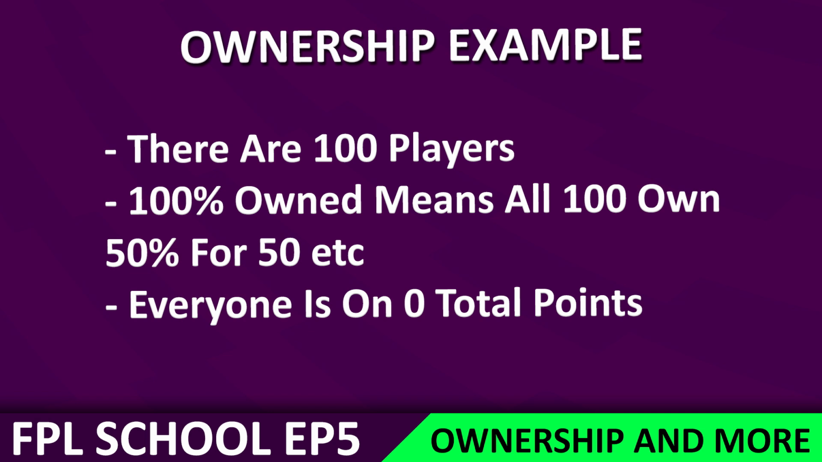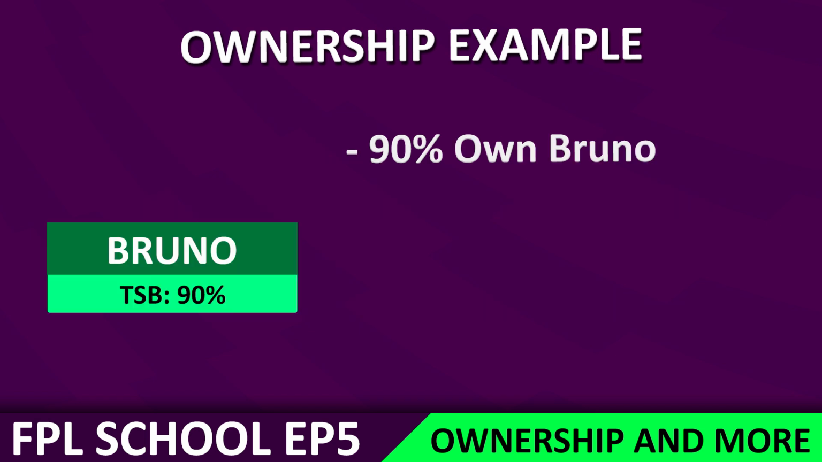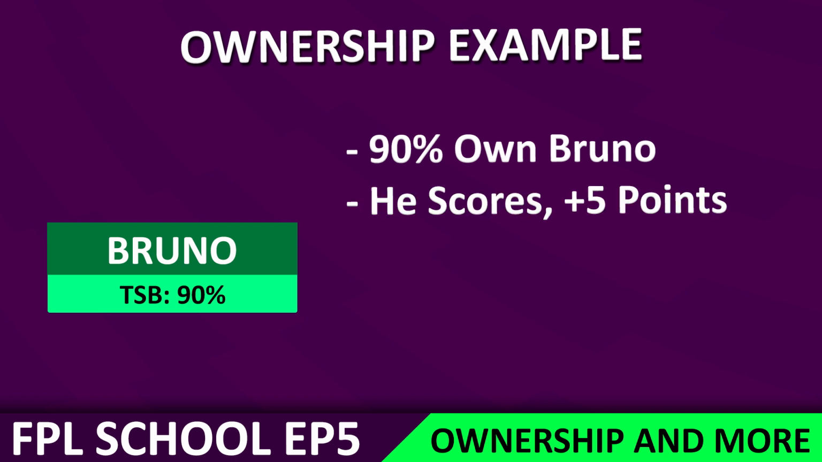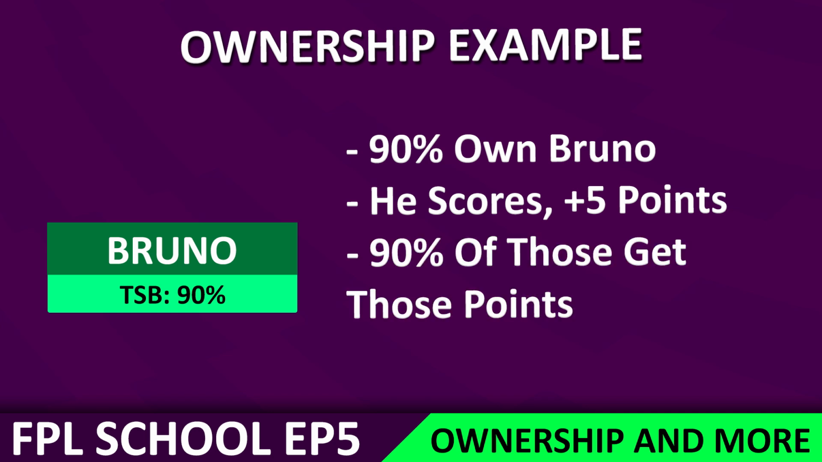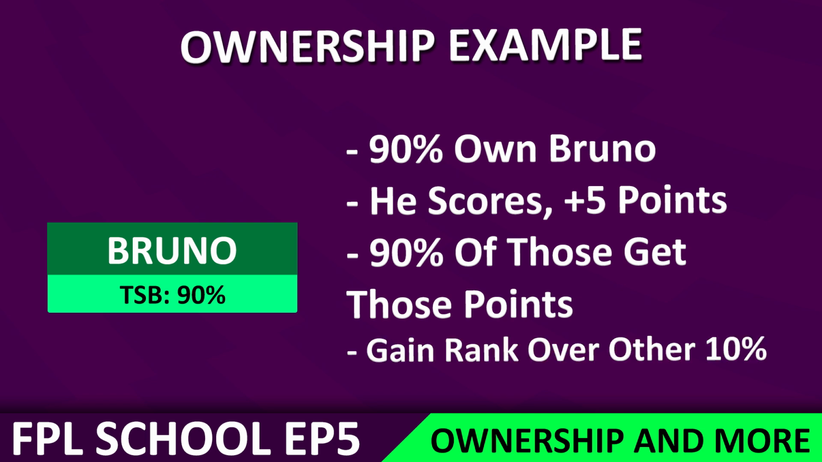Just for this example. You own a Bruno Fernandes. 90% of other teams also own Bruno Fernandes. He scores a goal, hey! Plus 5 points to the 90 people who own him. Now, because he is that highly owned, 90% of players have gained those points, but are also all tied with each other as all of them have got the points, meaning they actually only gain on the other 10 players, as everyone else is getting the points.